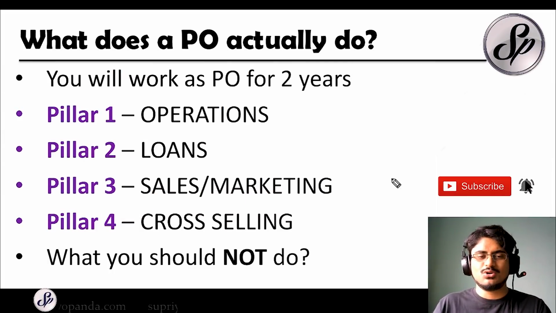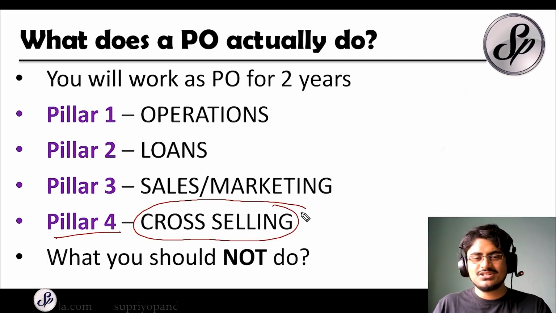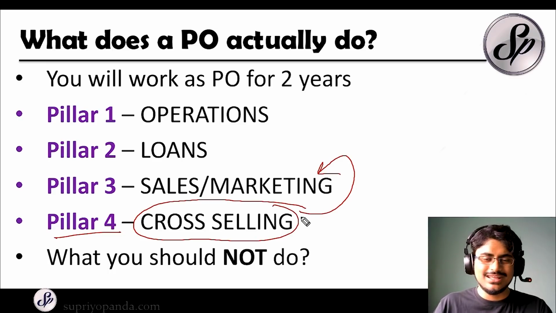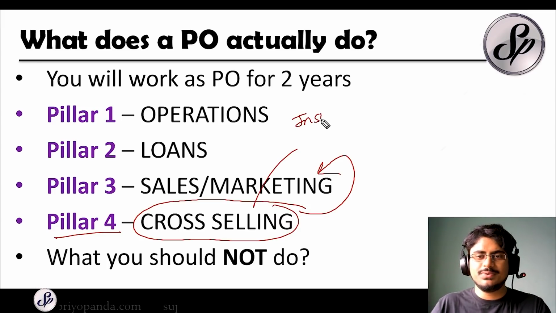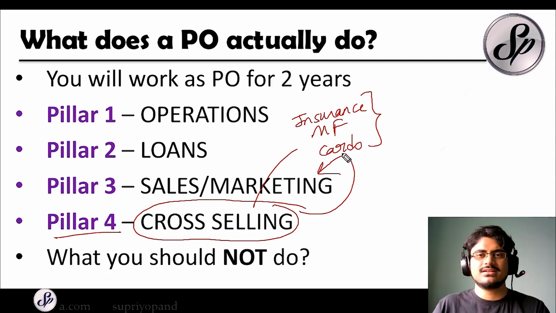Now let's talk about the fourth pillar here. So cross-selling. Now remember, cross-selling is quite linked to sales and marketing, and it is a world of its own. So I don't want to go too deep into this, otherwise the video will become very long, but let me tell you the main fundamentals. Mainly you are going to sell three types of things: insurance, mutual funds, and cards. These are the three types of things that you are going to be selling as an SBI PO.